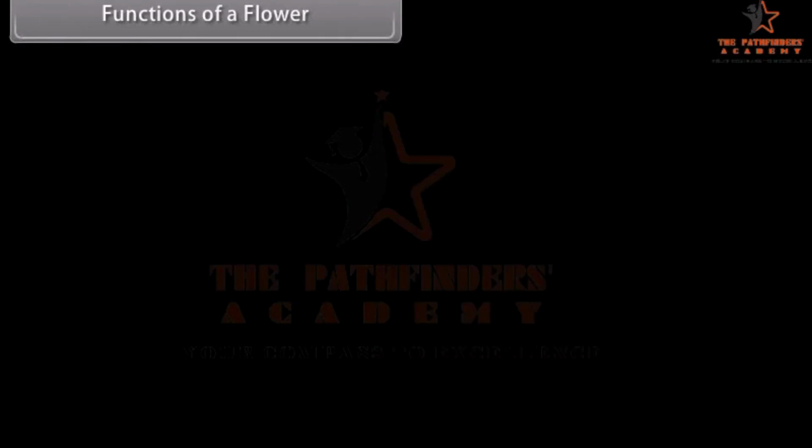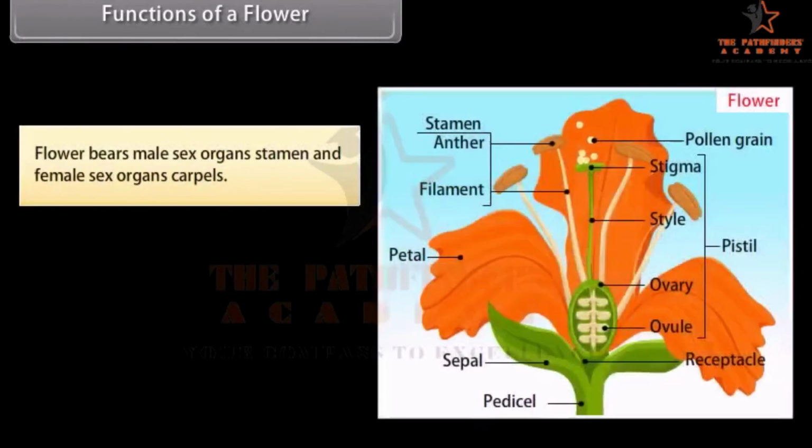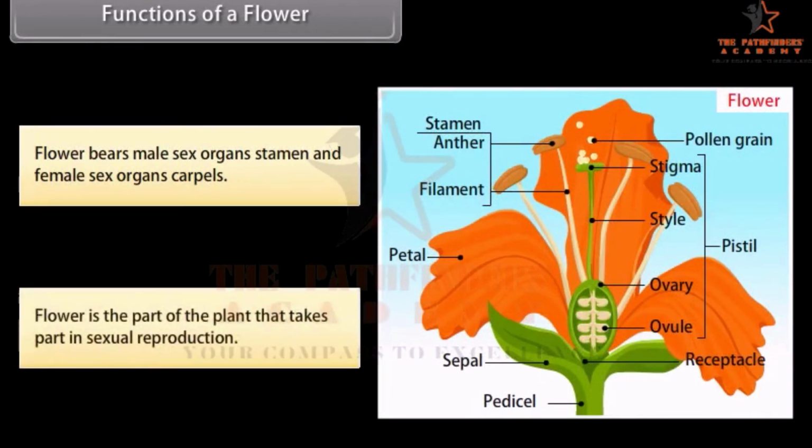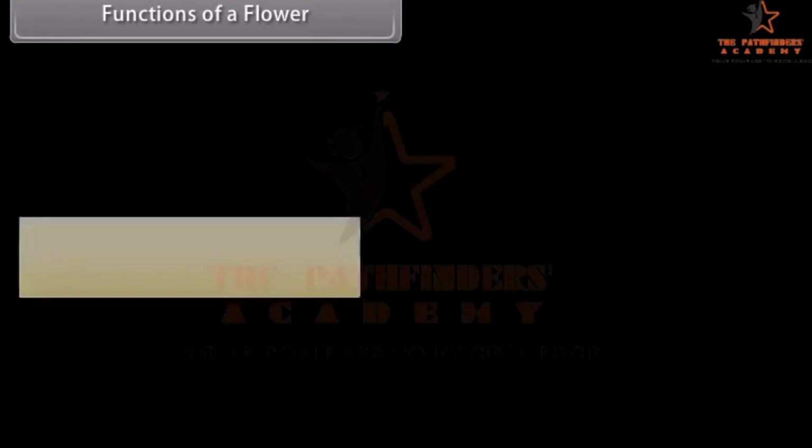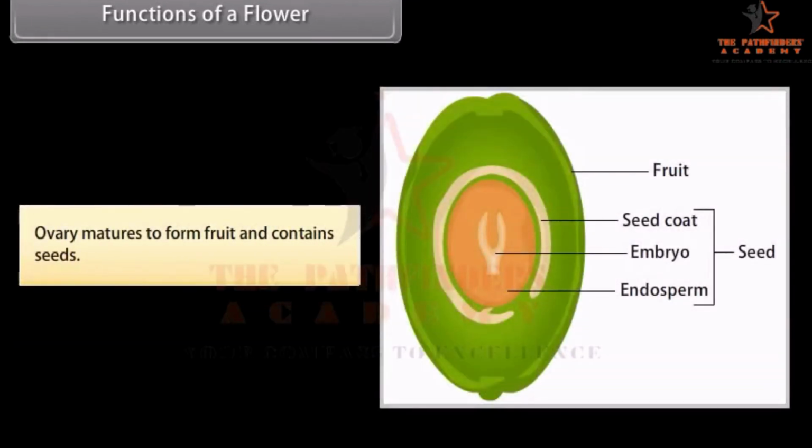Functions of a flower. Flower bears male sex organs stamen and female sex organs carpels. Flower is the part of the plant that takes part in sexual reproduction. Ovary matures to form fruit and contains seeds.